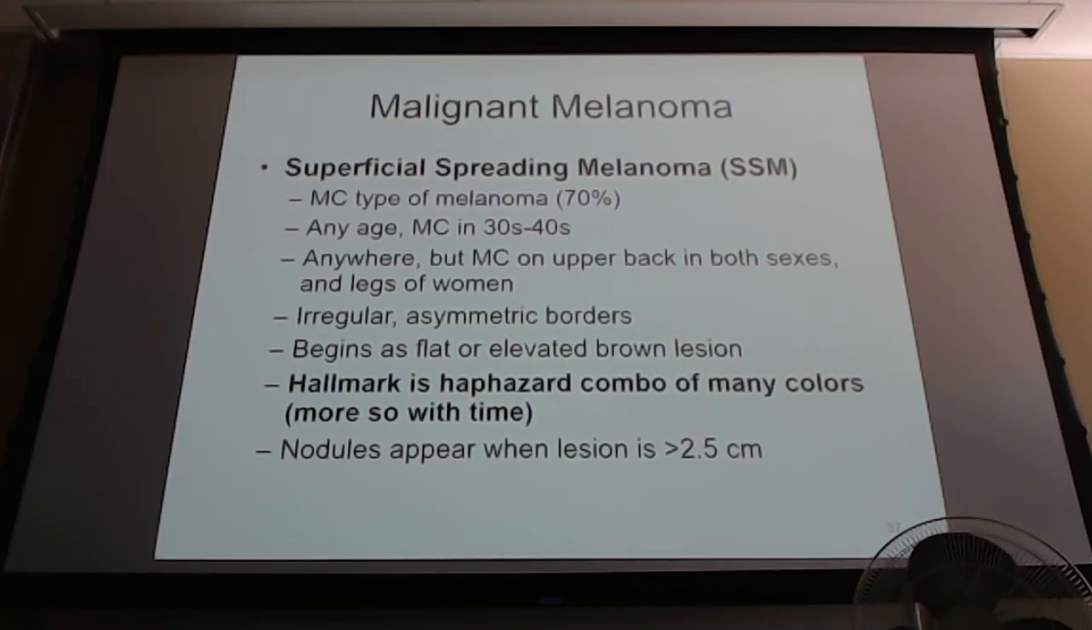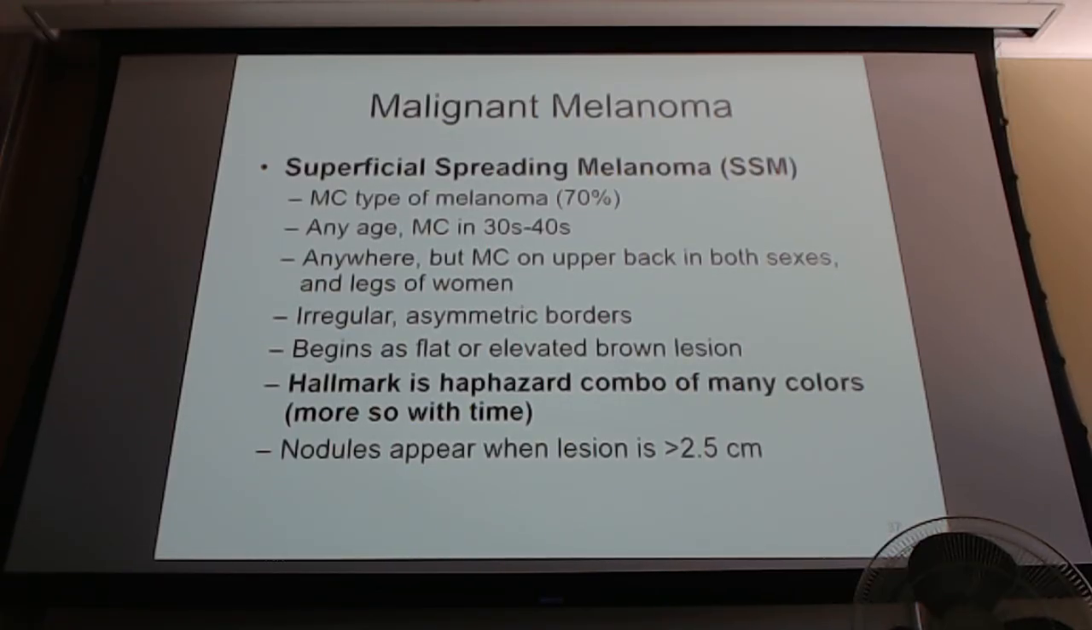So the superficial spreading melanoma, SSM, that is the most common, 70%. This can happen at any age. It can happen anywhere, but most common on the upper back in both sexes, and then on the legs of women. Of course, we know ABCDEs are going to be with all of these things, so this is irregular, asymmetric, it begins as a flat or elevated lesion. Hallmark is haphazard combo of many colors, so many colors.